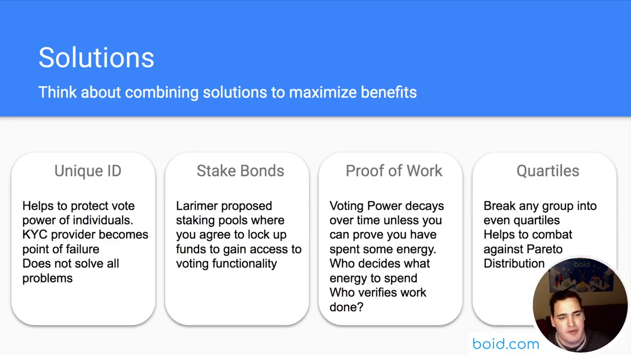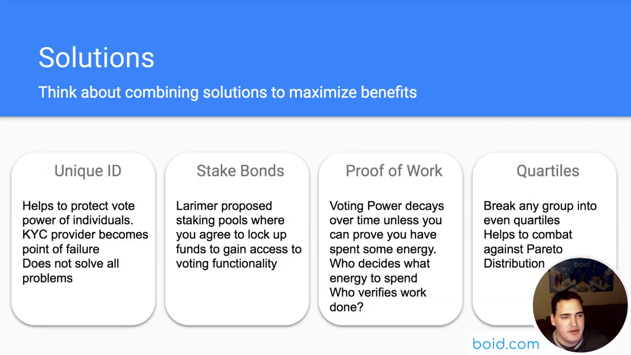And then here's some solutions that we are in the process of implementing for our own custom governance structure. Unique ID helps to protect the voting power of individuals, but obviously the KYC can become a central point of failure, and it doesn't solve all problems, and it actually could cause more problems.